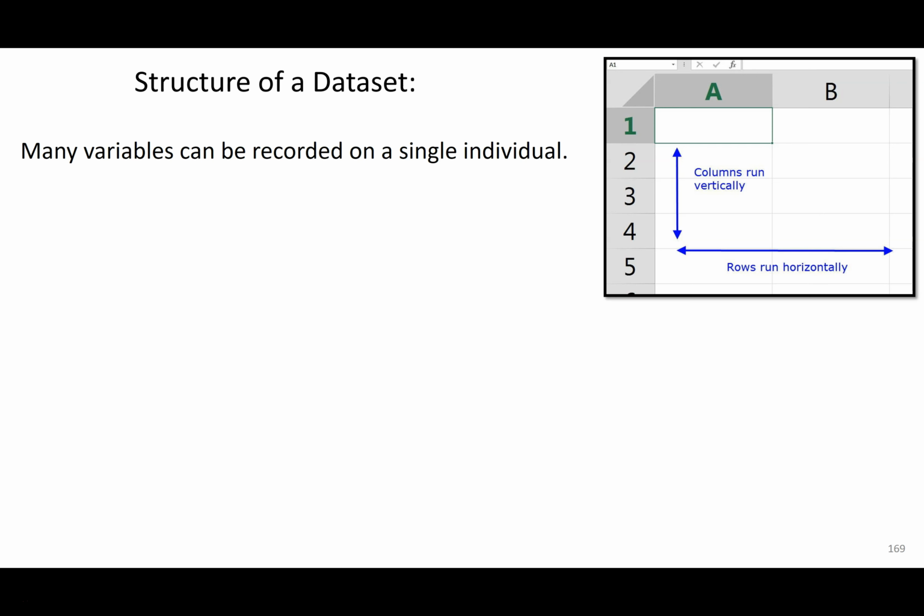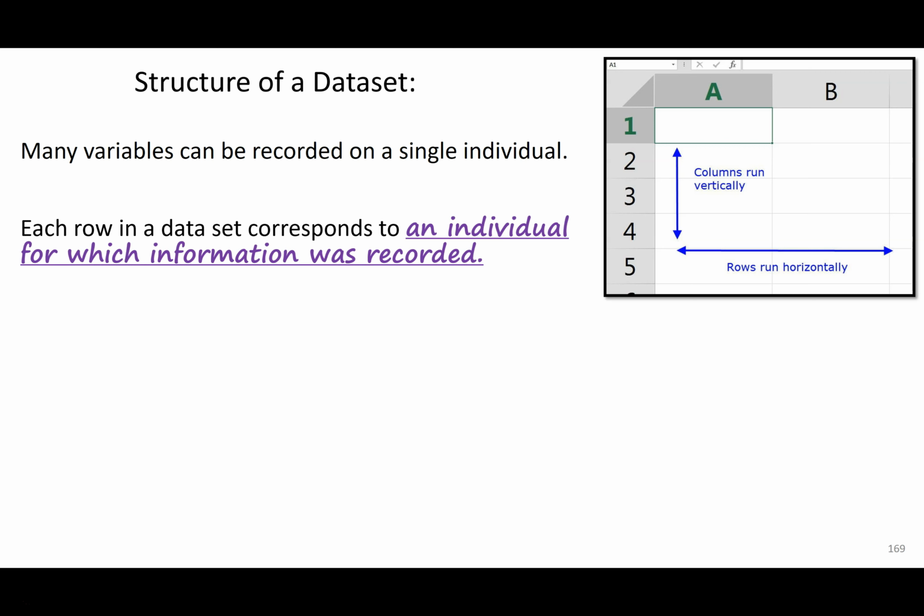So, structure of a data set. This is just a probably cheesy reminder: columns run up and down vertically, rows go horizontally. There are a lot of variables that you can collect on an individual. Each row in a data set is going to correspond to one individual or case that you're collecting on. If we were looking at the machines and the rubber seals and the tensile strength, each individual rubber seal would get its own row.